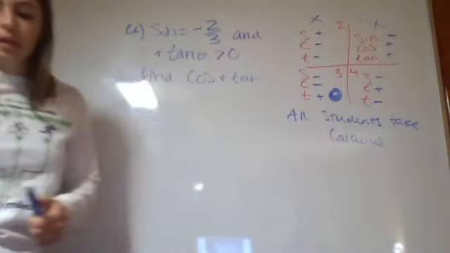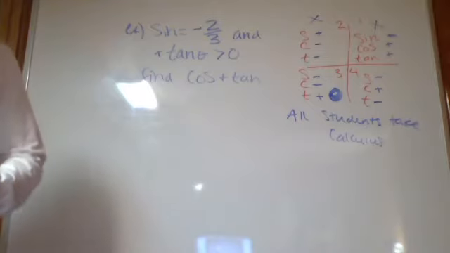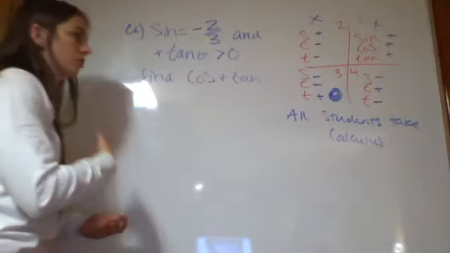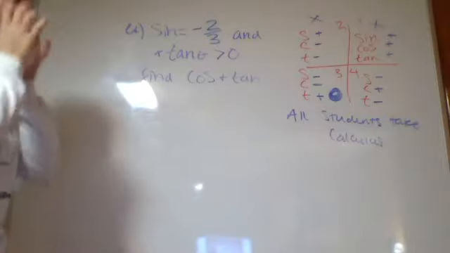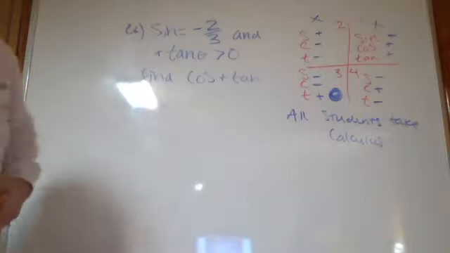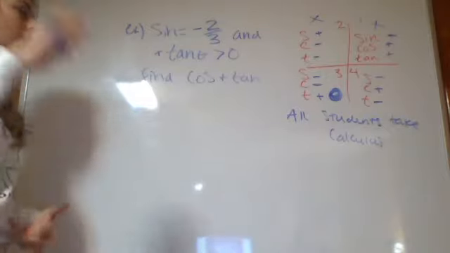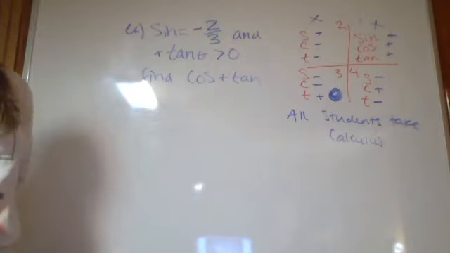What does that mean for us though? It will help me determine whether cosine and tangent should be negative or positive in the end. Knowing I'm in quadrant 3, I can go ahead and figure out my y value, my r value, and my x value, and then eventually my cosine and my tangent.